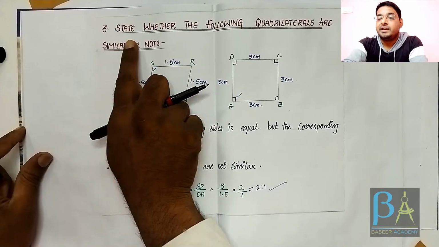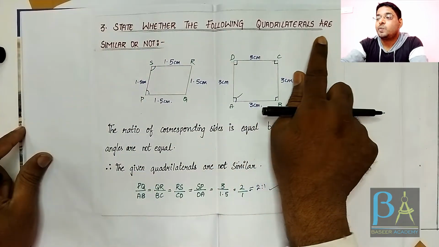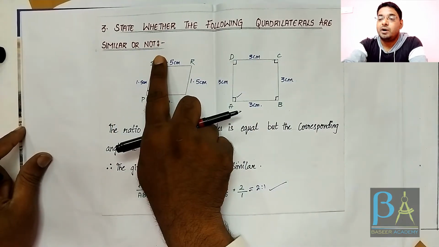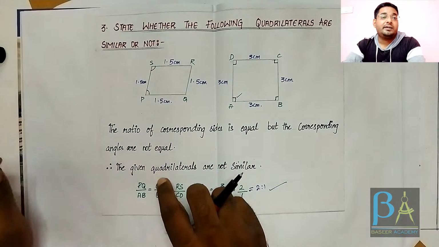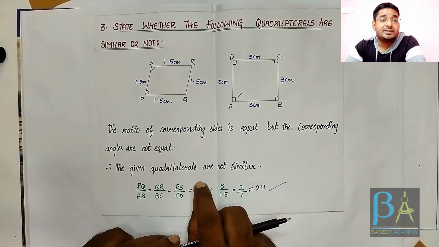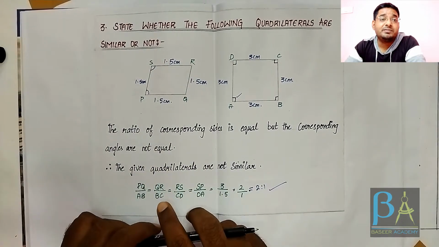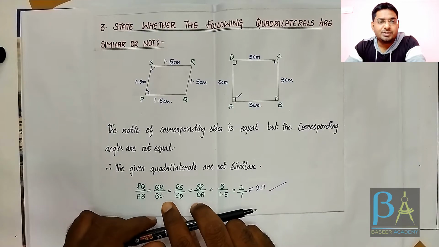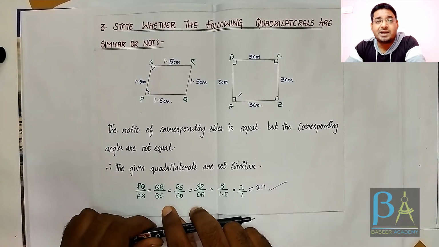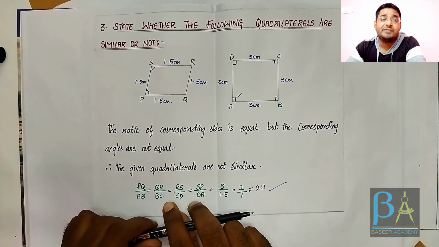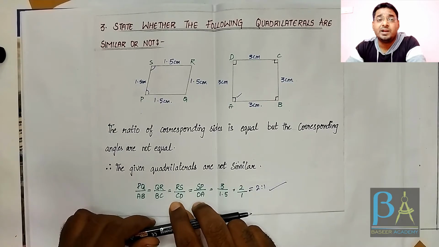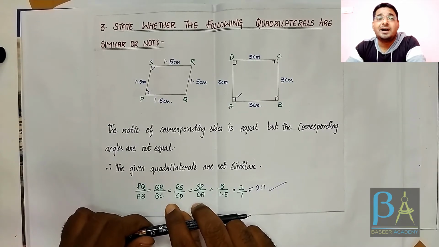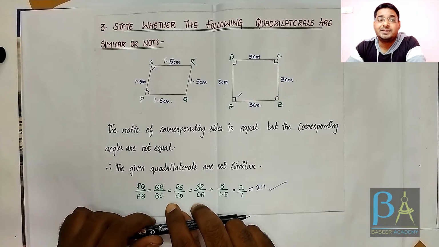Question number 3 says, state whether the following quadrilaterals are similar or not. Can you recall when two polygons having the same number of sides are similar to each other? Two polygons having the same number of sides are similar to each other if the corresponding angles are equal and if the corresponding sides are in the same ratio, isn't it?